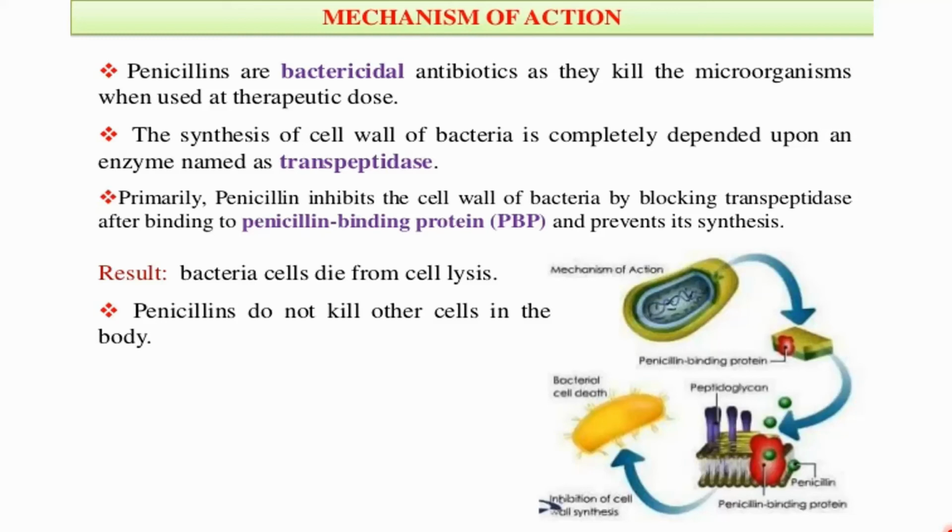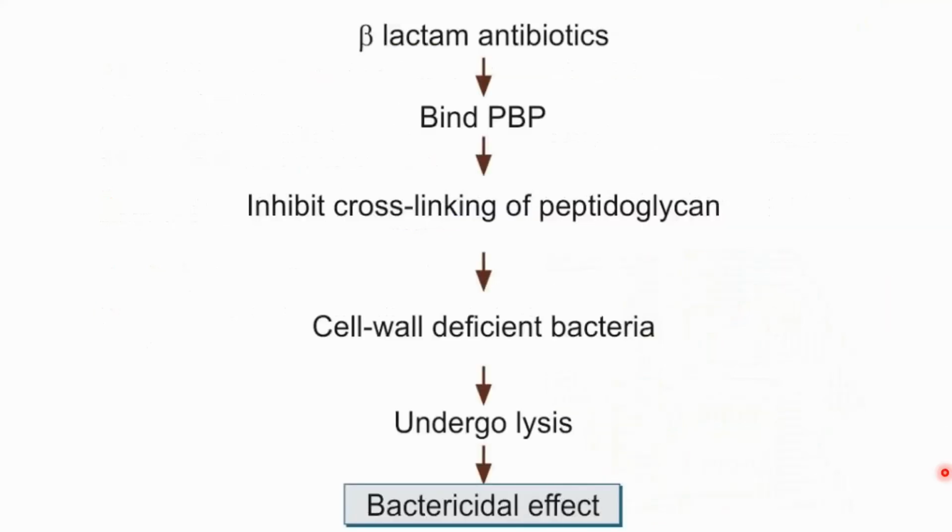So if this transpeptidase is inhibited, the cross-linking in the cell wall will be prevented. If the cross-linking is prevented, the cell wall of the bacteria will become very weak. Because of that, cell lysis will take place. Here you can see the result: the bacterial cell will die from cell lysis, because if the cell wall becomes weak, it can easily break down. So here you can easily understand the mechanism of action of antibiotics.